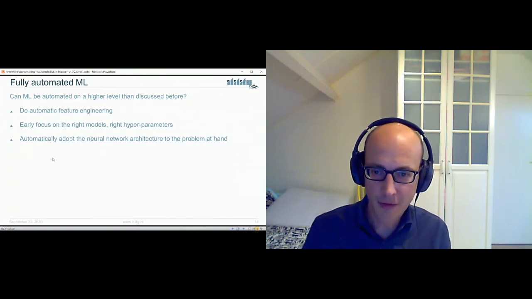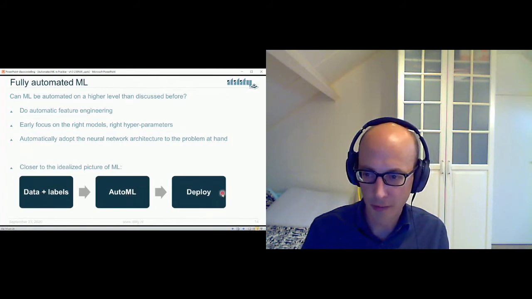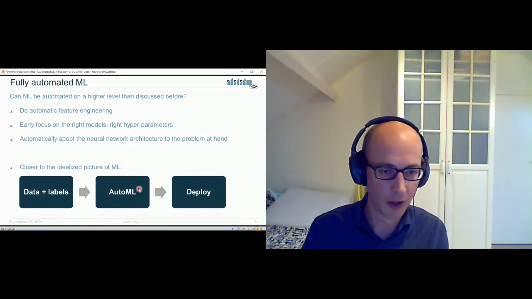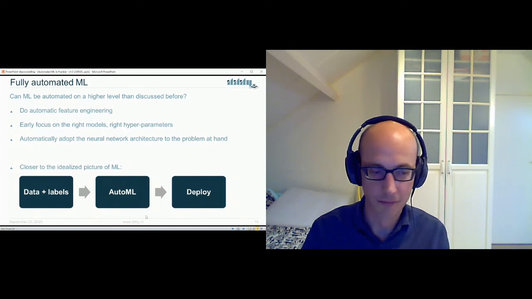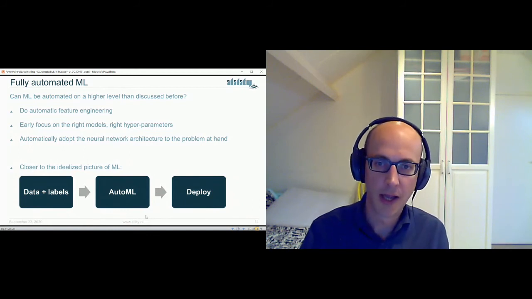So this is closer to the idealized picture of ML. So data plus labels, put it in a big algorithm and deploy, right? This is the cartoon picture of ML. Unfortunately, if you ever deployed or tried to deploy a machine learning algorithm in practice, this typically involves 15 steps and a lot of human interaction. So can we go closer to this ideal depiction?